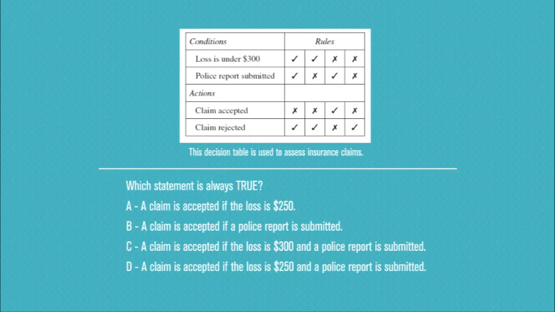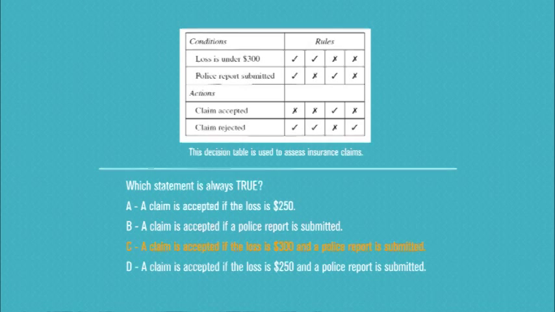So the question says, which statement is always true? I think it's an important point in that is the word always. So the answer for this one is C. A claim is accepted if the loss is over $300 and a police report is submitted. So what we've got there is that's looking at option or column number 3, police report submitted over $300 because of the cross in the first one, and we get a tick in the claim accepted column down the bottom.